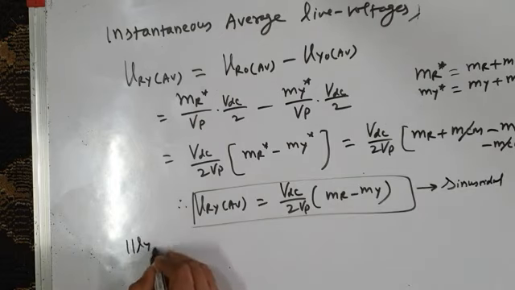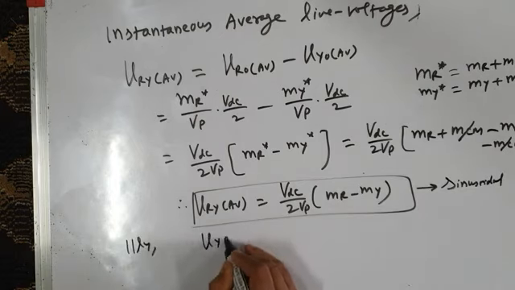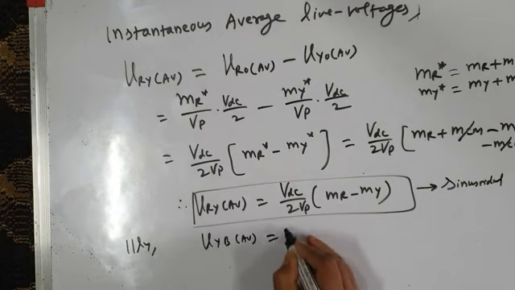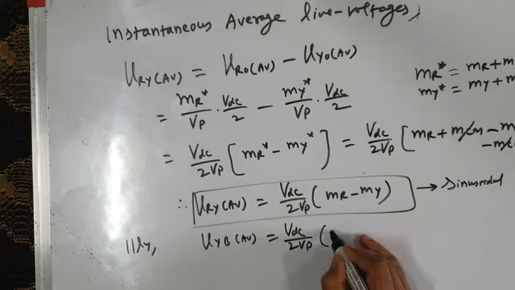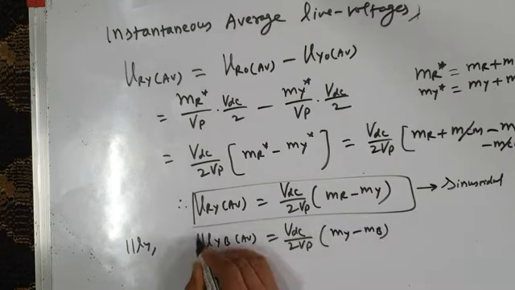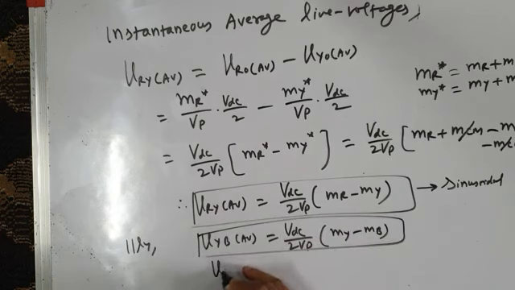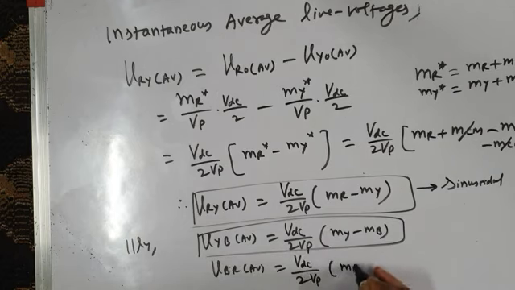Similarly, what will be VYB average? That will be VDC by 2 VP into MY minus MB. And the line voltage VBR average will be equal to VDC by 2 VP into MB minus MR.